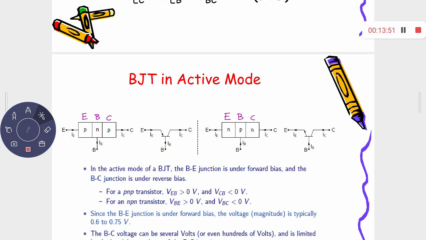As we have established, typically we don't apply any voltage between the collector and base, rather we apply a voltage between the collector and the emitter, right? Writing in terms of an NPN transistor, VCE is how much? VCB plus VBE, where VBE for an NPN transistor should be positive. Now, what do you expect for VCB, collector base? From here, you can write VCB is equal to VCE minus VBE.